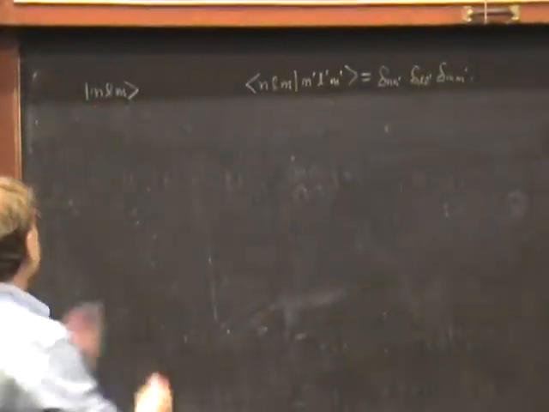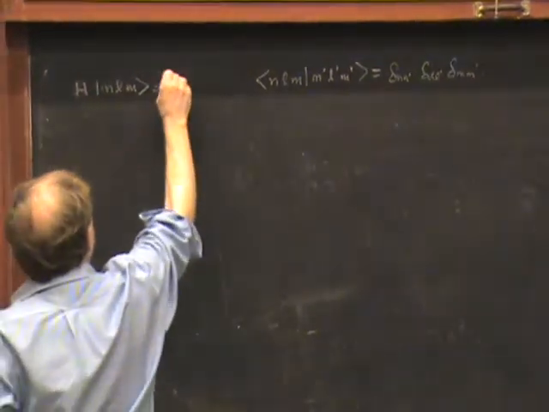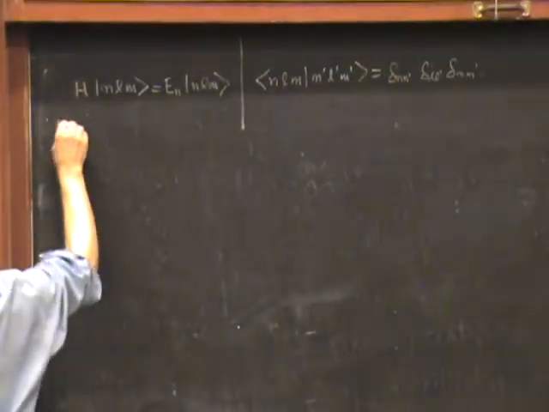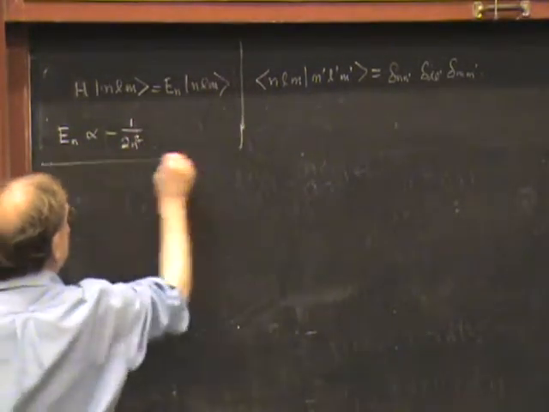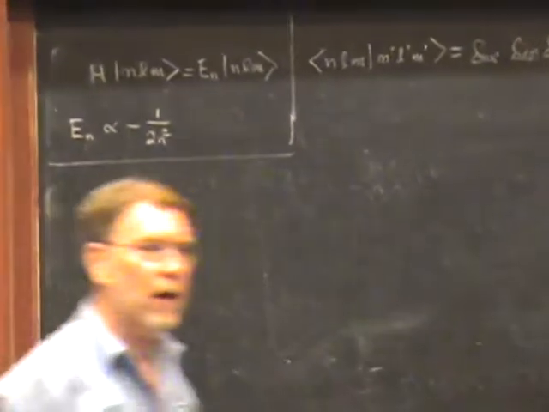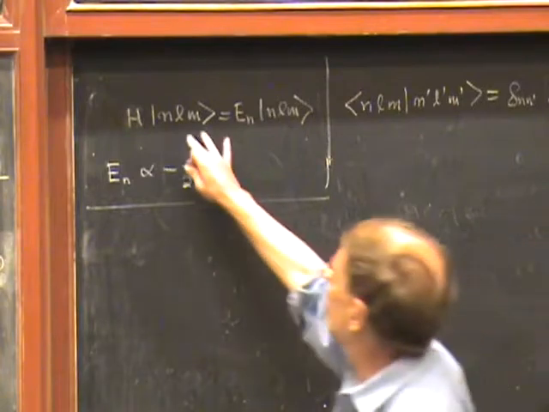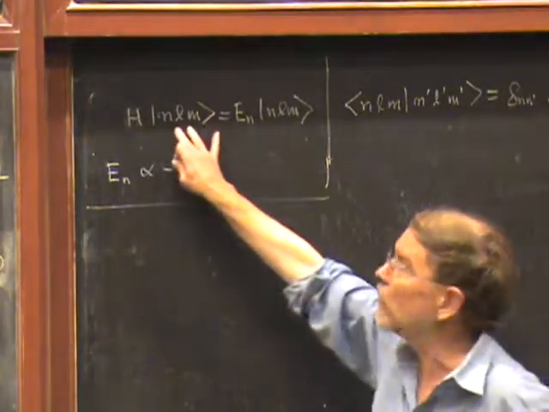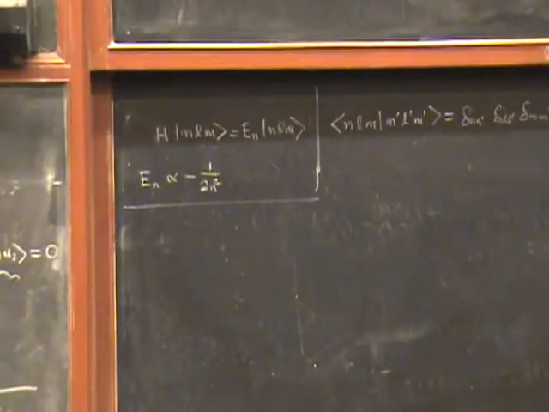But the energy eigenvalue only depends on n. The Hamiltonian acts on this and gives us E_n times |nlm⟩, where I think you know that E_n is proportional to minus 1 over 2n squared. But the point is it depends only on n and not on the two other quantum numbers. And this means that the eigenspaces of the hydrogen atom Hamiltonian are degenerate. The l and the m correspond to the r index, which I introduced earlier, that just indicates, in effect, an arbitrary choice of an orthonormal basis in each of the energy eigenspaces.